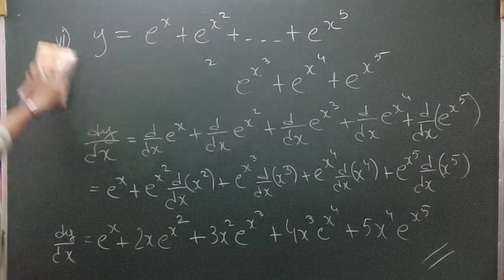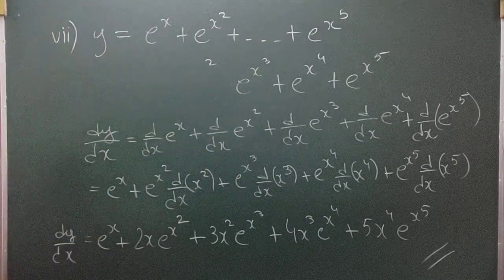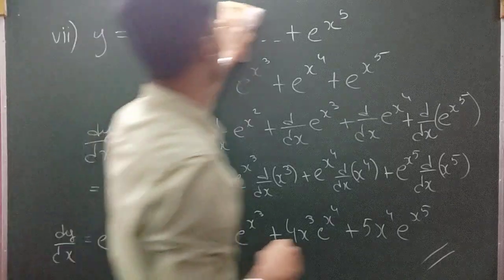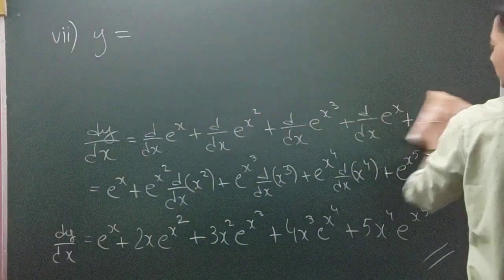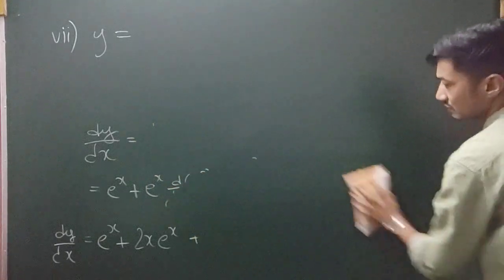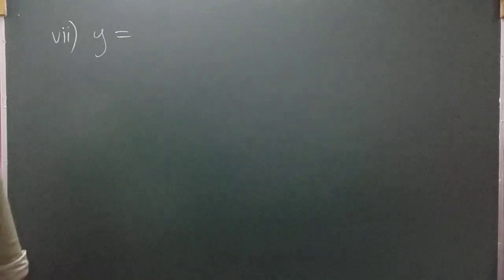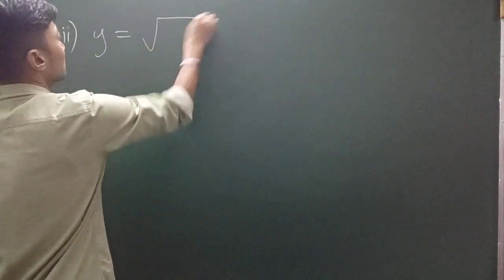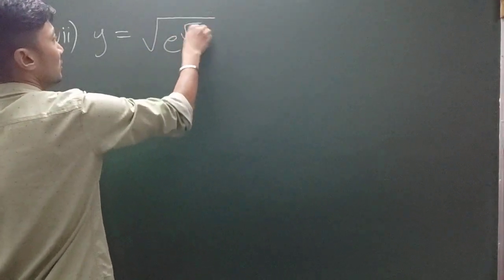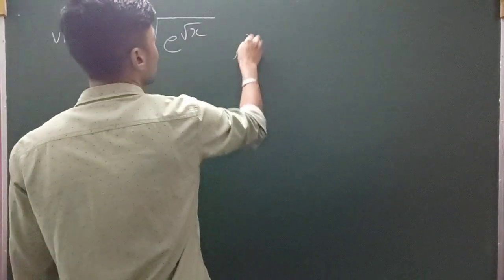Alright, let's move on to the next question, that is number 7. If you haven't finished, pause the video there, and then write down. I hope you're learning. Please do manage your time well. Next one is root over of e power root over of x. Of course, root x should be greater than 0.